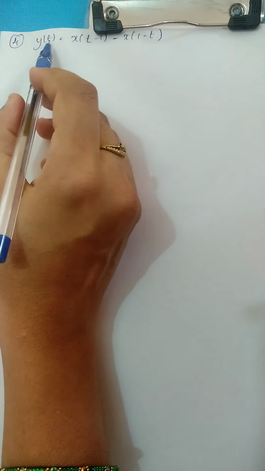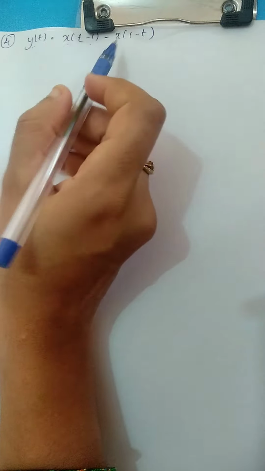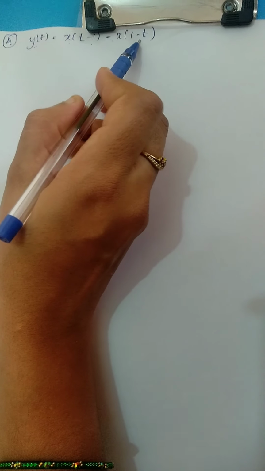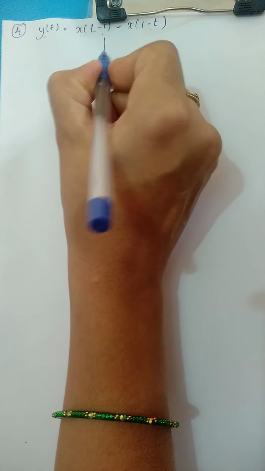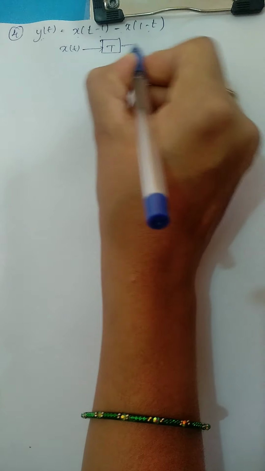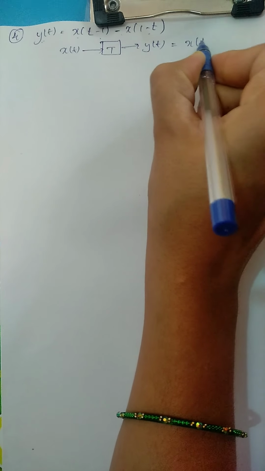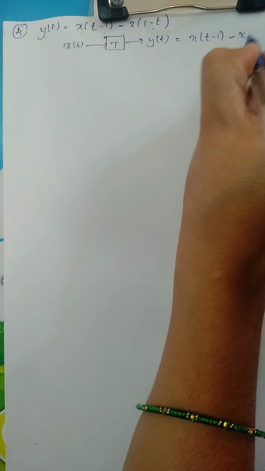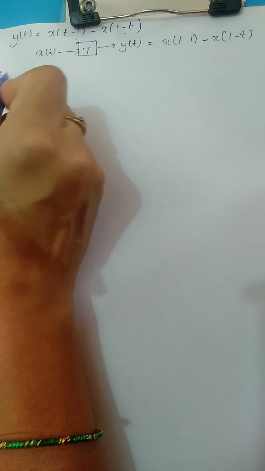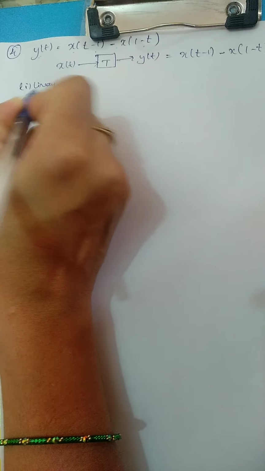Next problem is y of t is equal to x of t minus 1 minus x of 1 minus t. Here also we need to check all the properties of the system. If we take this as x of t and the output we are getting as y of t, this y of t is equal to x of t minus 1 minus x of 1 minus t. Okay, so first we need to check the linearity property.